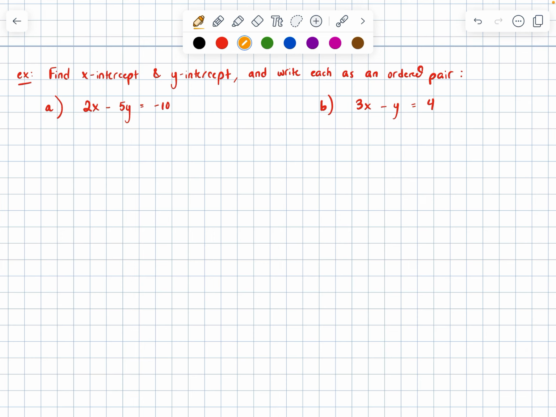Let's find some intercepts. So abstractly, say I want to find the x-intercept and the y-intercept of each of my lines, and I want to write those as ordered pairs. Well, again, to find the x-intercept, I need to plug in 0 for y. And to find the y-intercept, sorry, I need to plug in 0 for x. If I live on the x-axis, I have not gone up or down, so y is equal to 0.